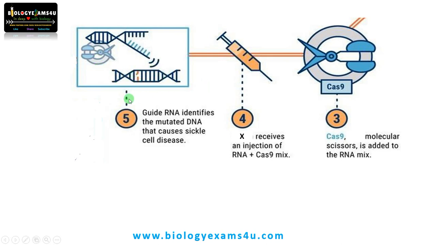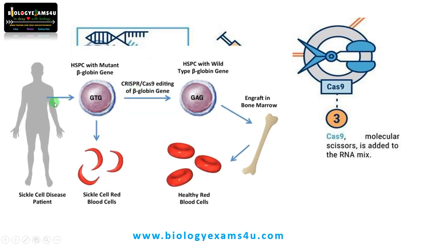Now clinical trials are going on. What is happening is, from the patient we'll be isolating hematopoietic stem cells or progenitor cells with the mutant beta globin gene, and that is causing the sickle cell red blood cells. So this is having this mutated T, and using the CRISPR-Cas9 editing tool, we'll be replacing this T with A, or adenine, so that that mutation is nullified.